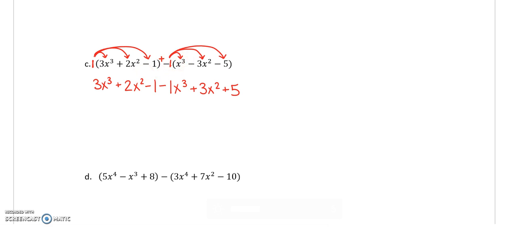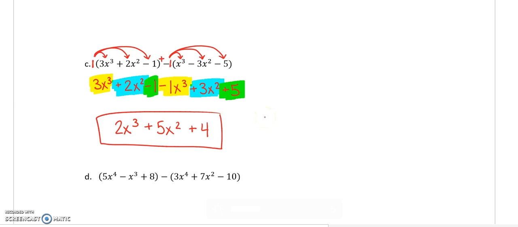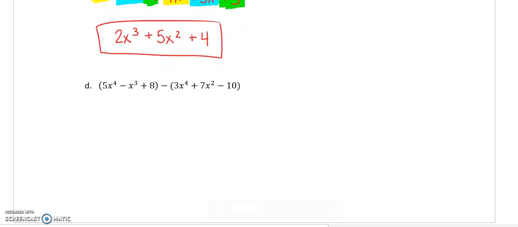And then it's still just about combining like terms. So 3x cubed minus 1x cubed, that'll be 2x cubed. I have a plus 2x squared and a plus 3x squared, so plus 5x squared. And then last one's minus 1 and plus 5, so that's plus 4. Alright, so you see subtracting just has this extra piece here where you have to distribute a negative 1. So let's practice it one more time with example D.